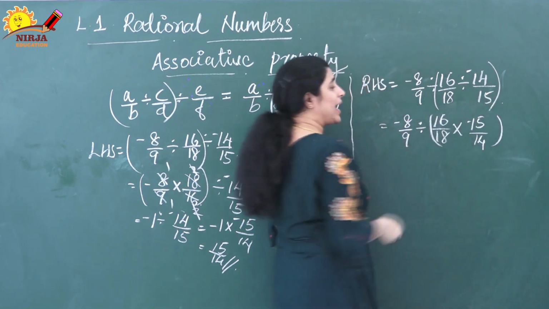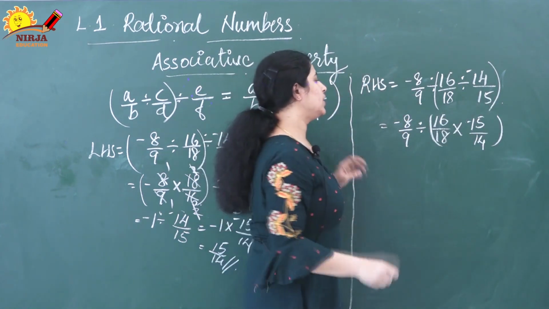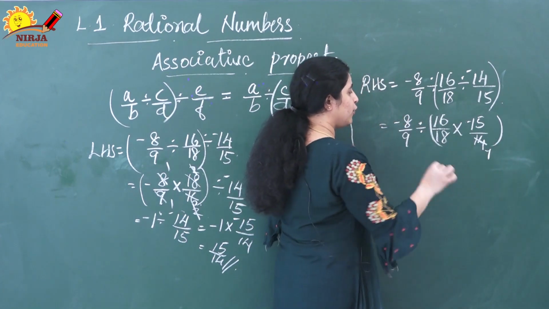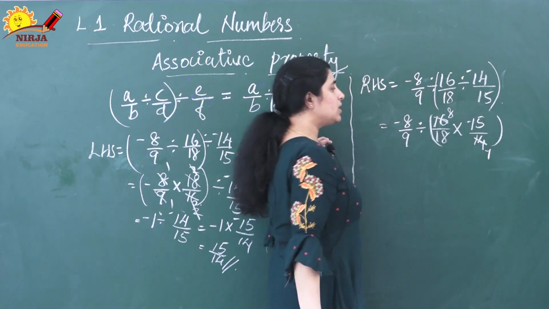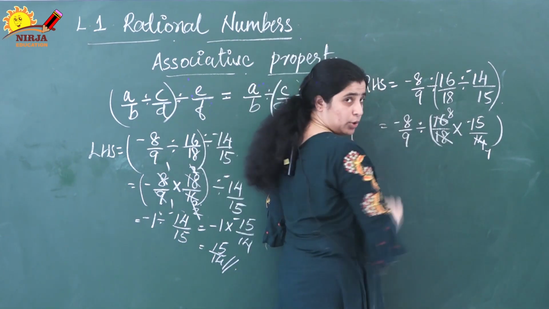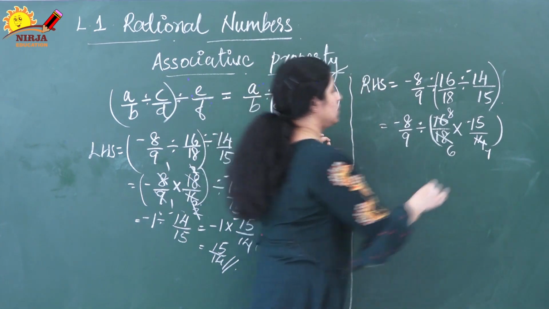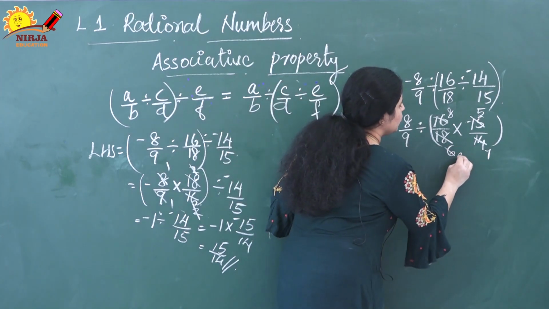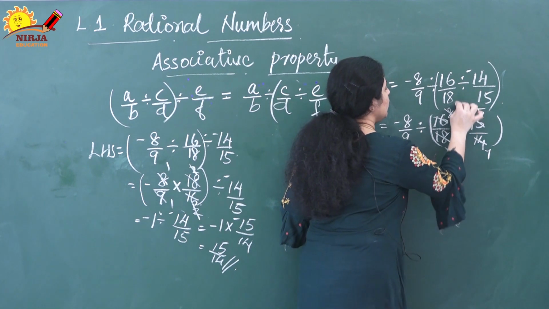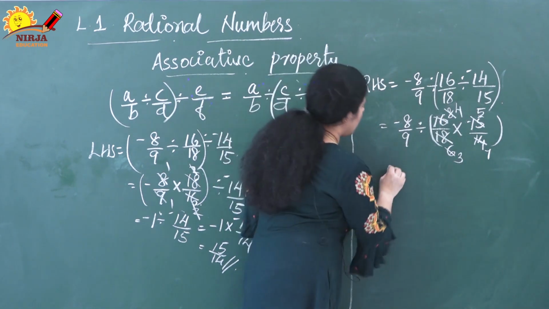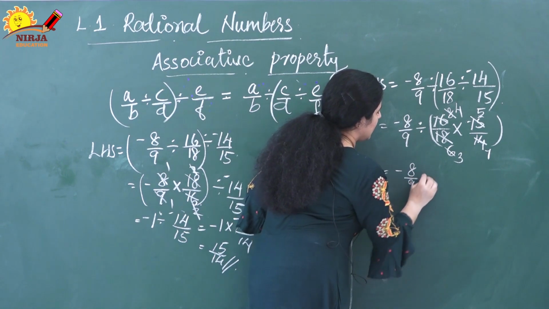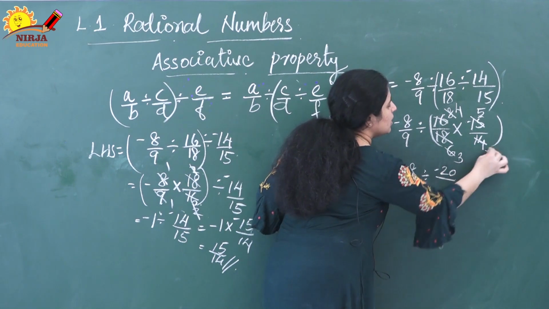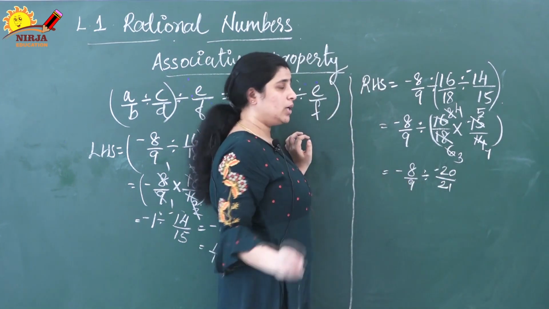So division means you have to multiply by the reciprocal of the number. Now you can do the cancellation. Here 7 twos are 14, here 8 twos are 16. Again by 3 you can do, 6 threes are 18 and 5 threes are 15. Again by 2 you can do, 3 twos are 6 and 4 twos are 8. Now what will you get? Minus 8 by 9 divided by 4 fives are 20. Here 7 threes are 21 you are getting.